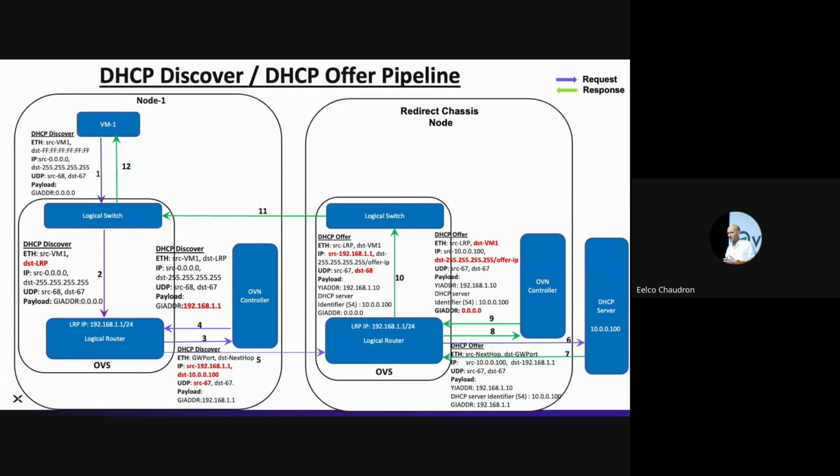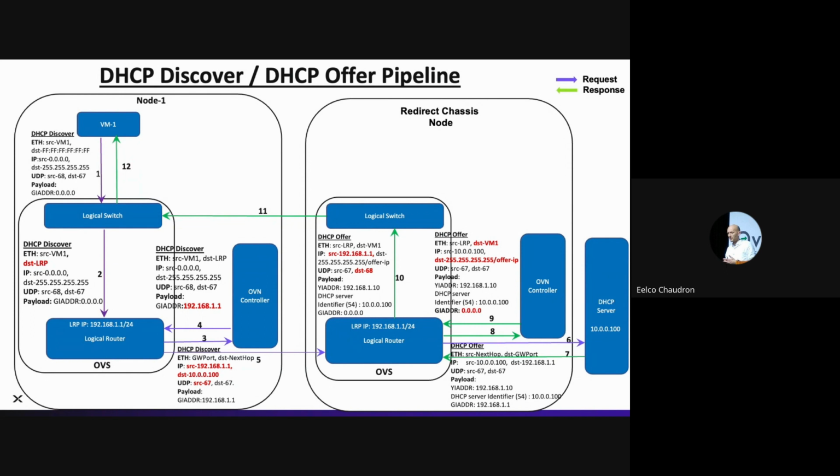At step number 3, OVN controller receives this packet and does the required sanity checks on the packet. Once the checks are successful, it updates the GI address to LRP IP and sends back the packet to OVS at step number 4. And we are using OVS action to update other L3, L4 headers in the packet. The source IP is set to LRP IP, destination IP is set to DHCP server IP, source port is updated. And after this, the packet becomes L3 unicast packet and it gets routed to underlay like any other IP packet. In a multi-node cluster setup, any packet that has to be routed to underlay gets forwarded to redirect chassis node. From there, it enters the underlay network.